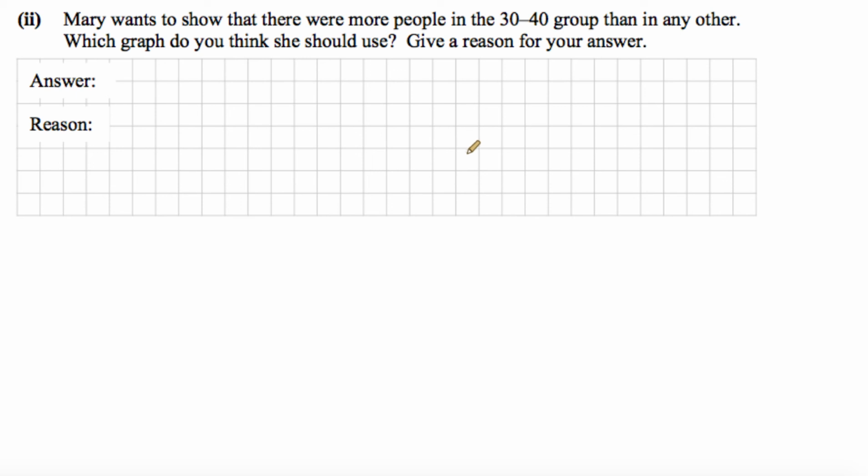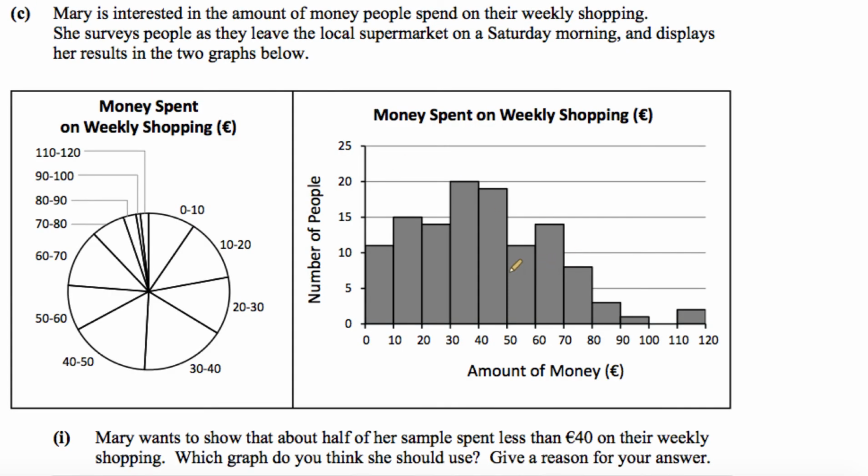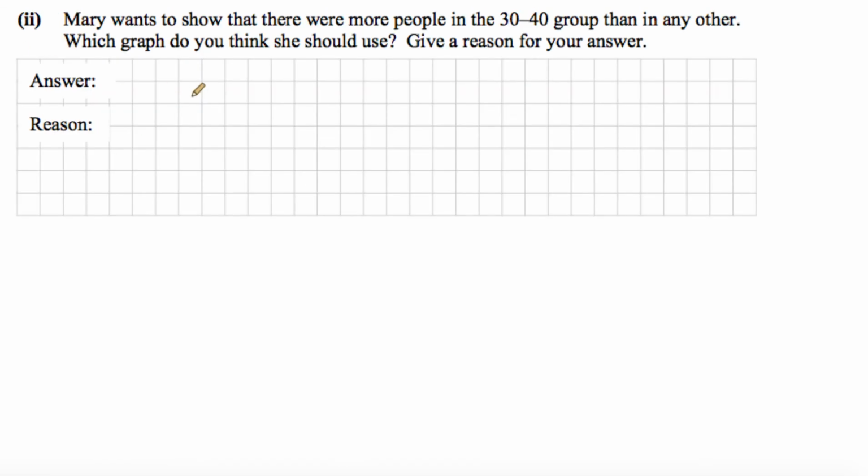Okay, and finally then, part 2. Mary wants to show that there were more people in the 30 to 40 group than in any other. Which graph do you think she should use, and give a reason for your answer? Well, in this case, I would say it's the histogram, because you can see immediately that the 30 to 40 bar is higher, whereas it's much harder to tell, is the 30 to 40 slice of the pizza here, for want of a better analogy, bigger than the ones to the left and right? It's definitely easier to tell with the histogram in this case. So we're going to say the histogram or the bar chart. If you call it bar chart, you'll get full marks. But it is a histogram, technically.